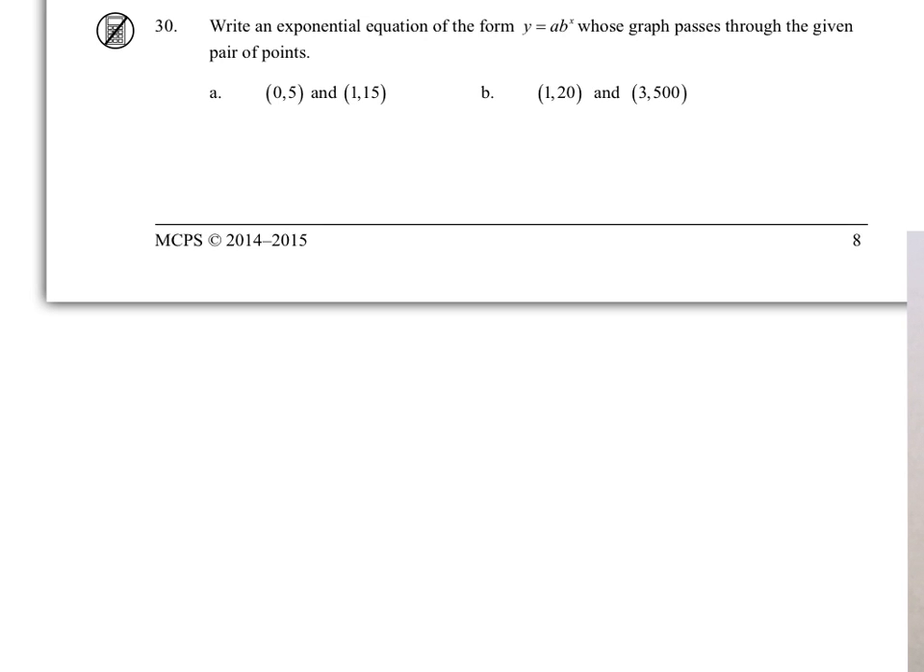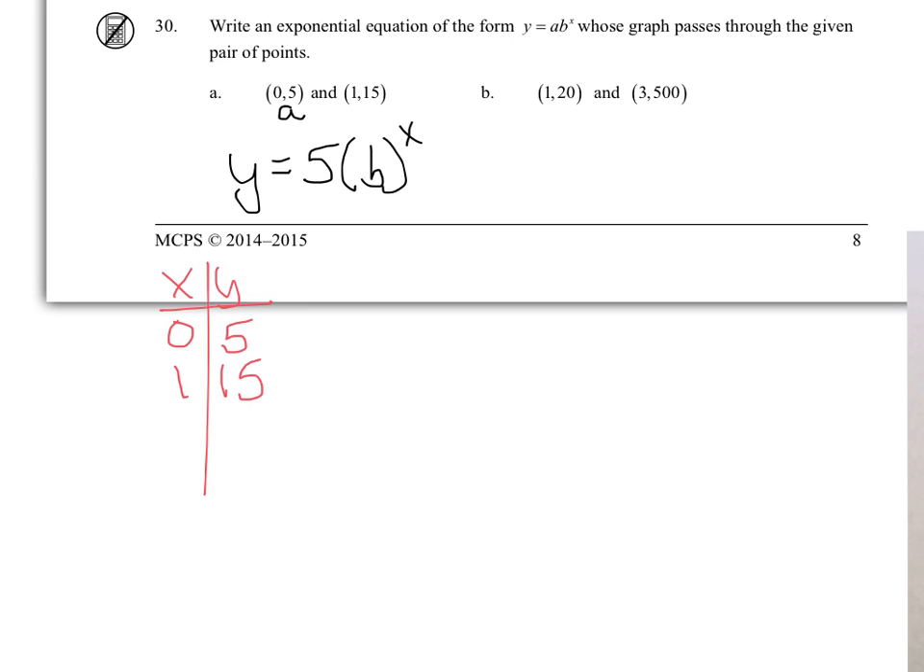when we're given 2 points and we have to write an exponential equation, the y-intercept, or when x is 0, will always be your a value. So now we have y equals 5 times b to the x. B, if I prefer to see my points in a vertical table, B is the value you multiply by to move from one point consecutively to the next point. So 5 times 3 is 15. So our answer is 5 times 3 to the x.